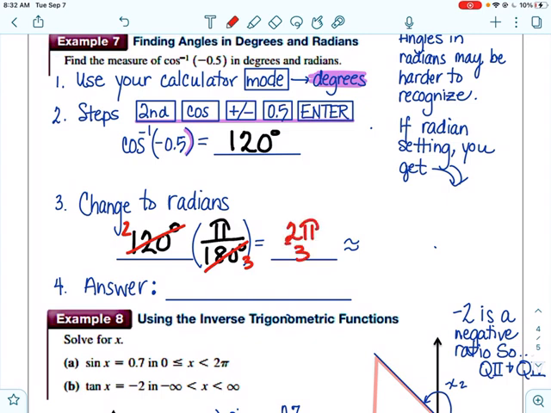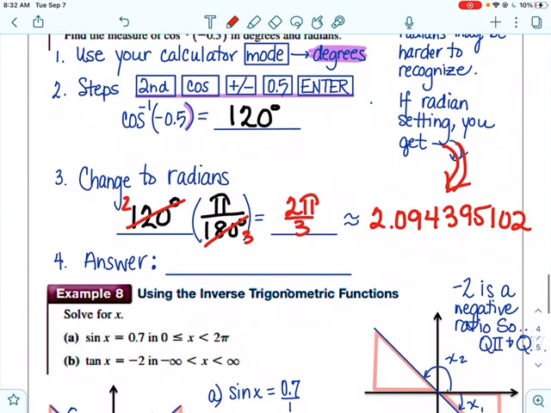Now, if you saw the decimal value that I had on the screen, that decimal value is 2.09. If your calculator's in radians, that's what you're going to get. That you might not understand as much, but you can do it like that.